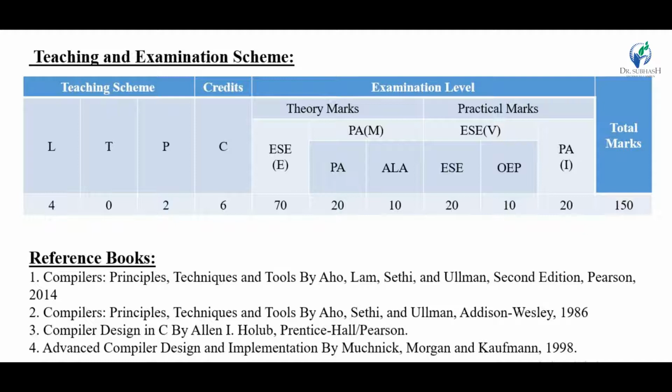The reference book for compiler design is Compilers: Principles, Techniques and Tools by Aho, Ullman and Sethi, which is the best reference book for compiler design. It covers most of your subject, near about 90% of your subject is covered in this reference book. You can use any e-books or any reference books related to your subject.